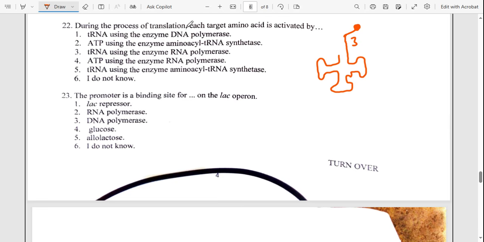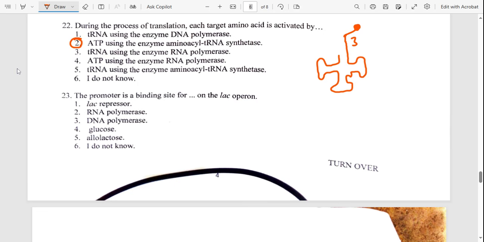Okay, so during the process of translation, each target amino acid is activated by ATP using the enzyme amino acid tRNA synthetase. Please notice synthase, synthetase. If you hear synthetase, it means that energy is involved. Synthase means that there is no ATP involved, which is energy. I hope that is clear enough.